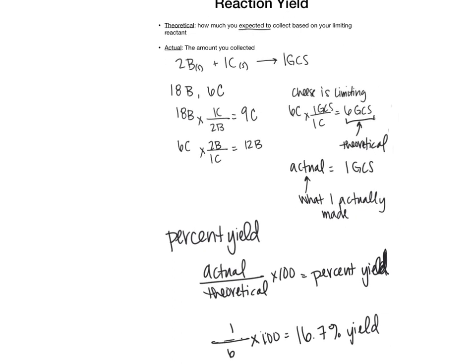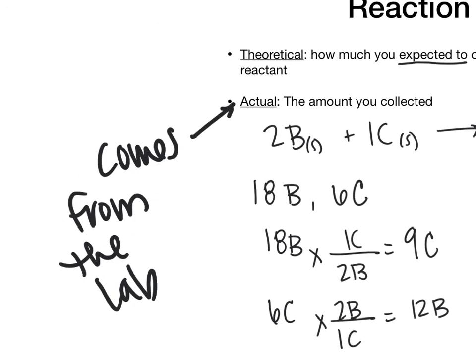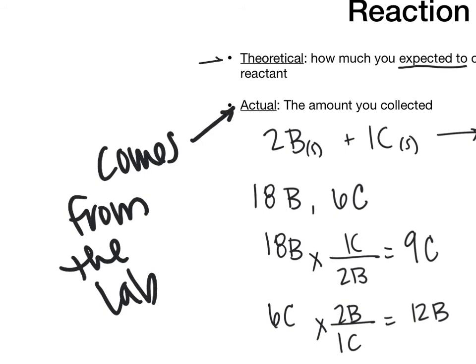Now maybe I burnt the other 5 or something else, but the actual is what you actually collected. This comes from the lab. So the actual comes from the lab. The theoretical comes from math. You looked at your starting materials and you calculated that. But your actual is what you actually got.